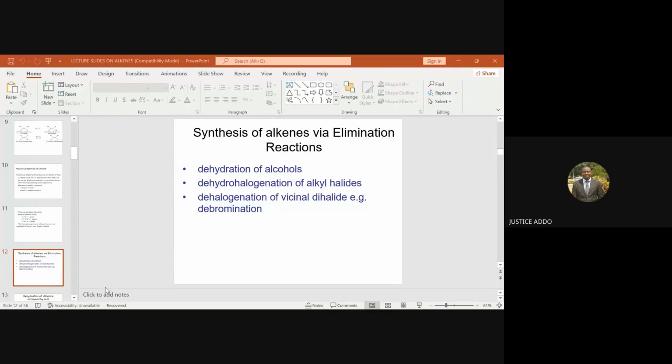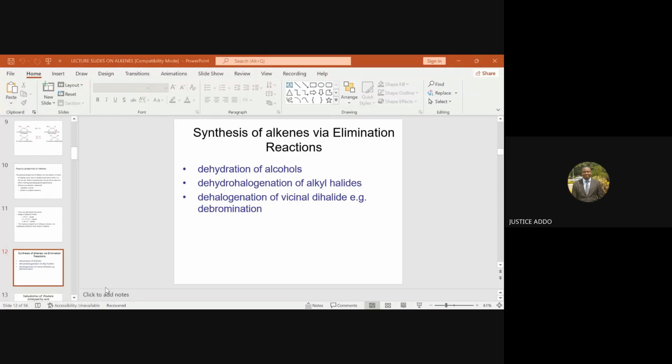Concerned, we have to pay attention to: we have the dehydration of alcohols, we have the dehydrohalogenation of alkyl halides, and then we have the dehalogenation of vicinal dihalides, for example, debromination.